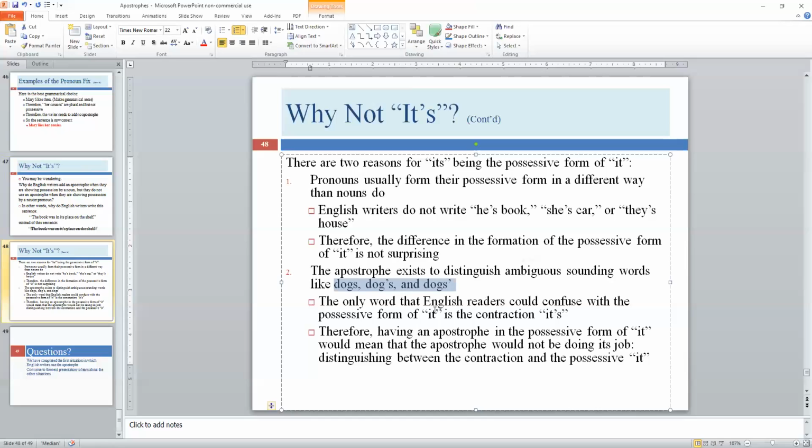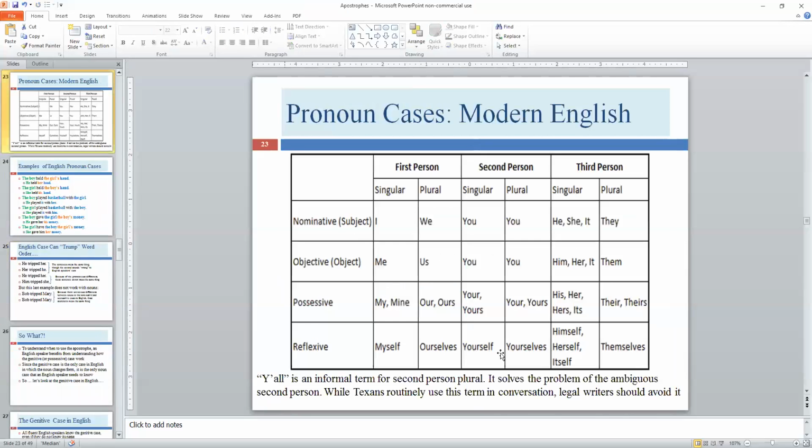The apostrophe helps us disambiguate those terms, to distinguish between the ambiguous terms. But we don't have any ambiguity with it. Let's go back to the form that we have here. Here we go. For nominative case, we have it. For objective case, we have it. For possessive case, we have its, right?